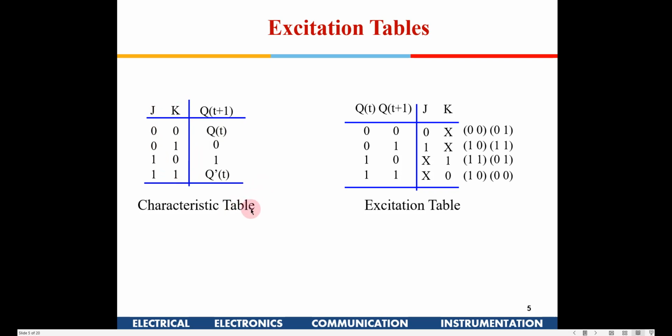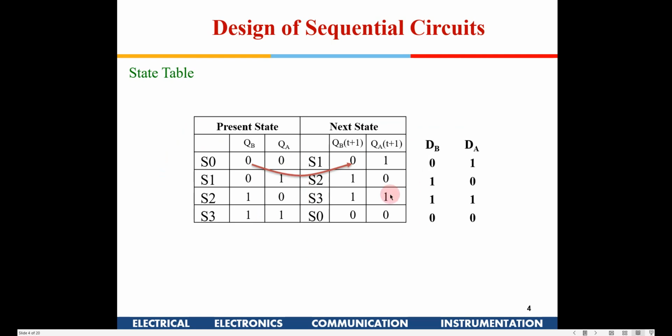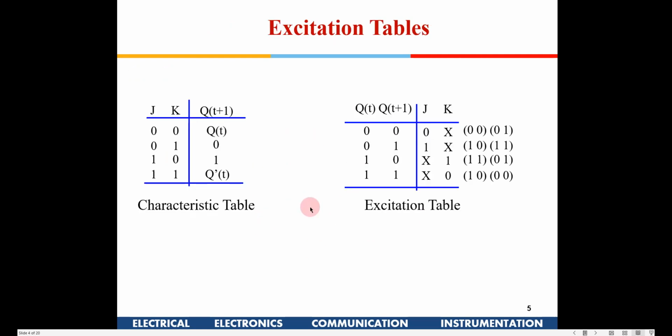So this is the characteristics table of the JK flip-flop. Now we are going to design this particular counter using a JK flip-flop, and that is the reason we should know this table. Now if you see the excitation table, I am thinking from a different angle. This is the present state, and the next state I want as 0. Then what should be the J and K values? J has to be 0, K can be anything.